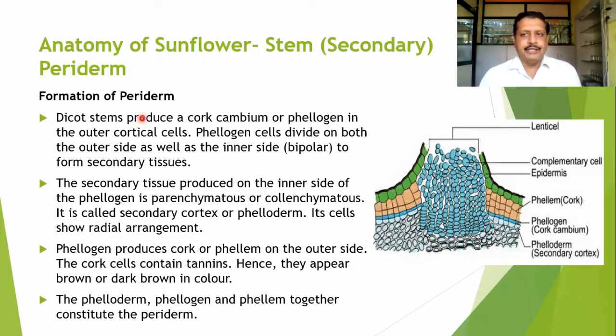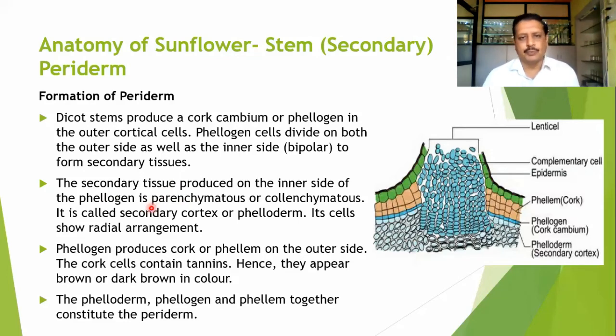Formation of periderm takes place in the secondary tissue, where dicot stems normally produce a cork cambium or the phellogen in the outer cortical cells. Now these phellogen cells divide on both the outer as well as the inner side, and a bipolar type of division is there to form the secondary tissue. Here you can find the phelloderm tissue, phellogen tissue, and formation of the cork cambium has started here. Now here the phellem and phellogen are required to develop the secondary tissue as a cork tissue.